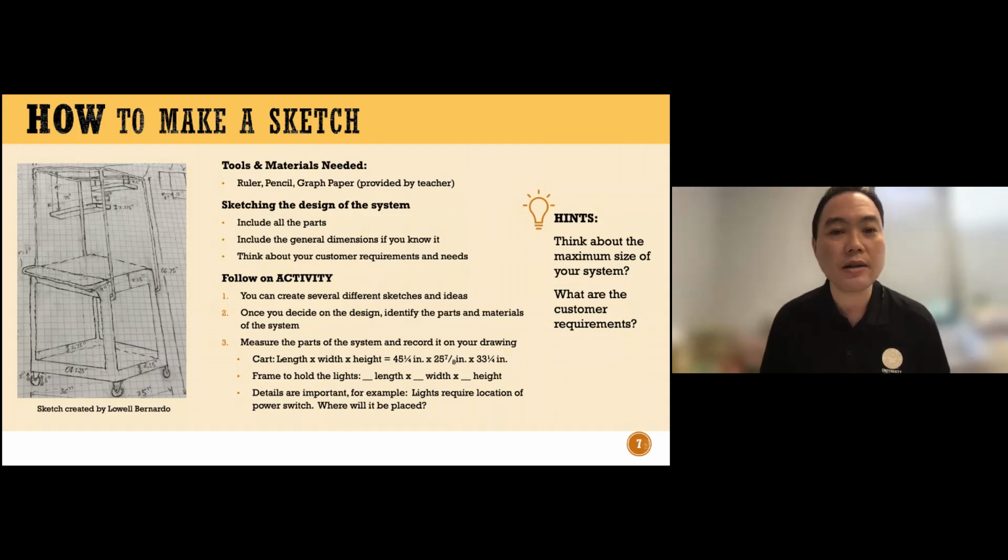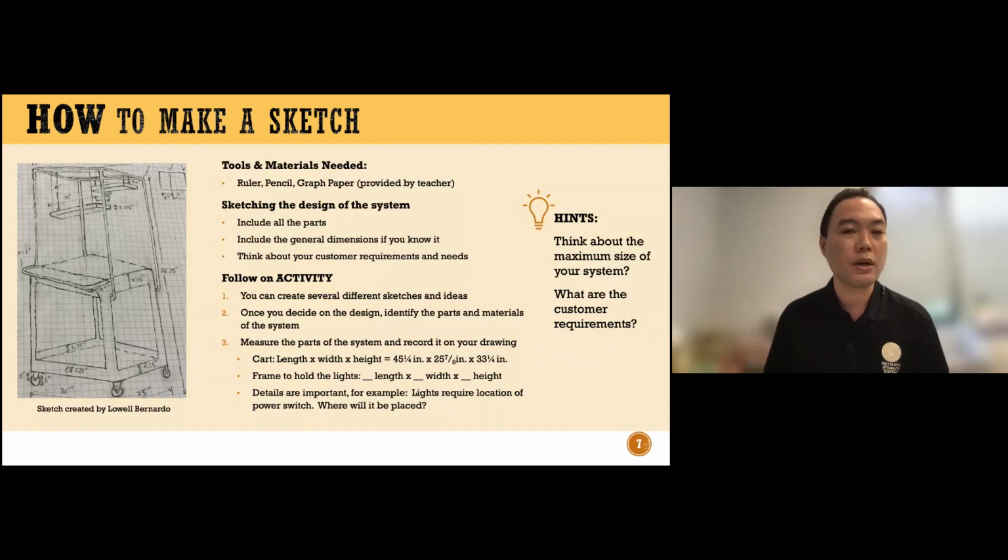Then once you decide on that design, identify all the parts and materials of the system, and you list them down. So we're going to also go through that exercise today in our activity. Then measure the system and record it onto your drawing. So I think Alden was mentioning about scaling. Won't worry too much about that, but that is also very important. But make sure that you do have the accurate dimensions.